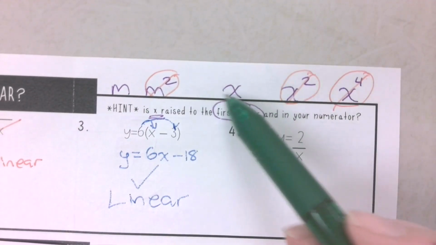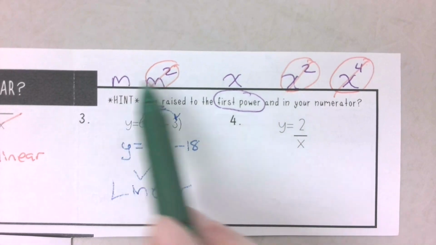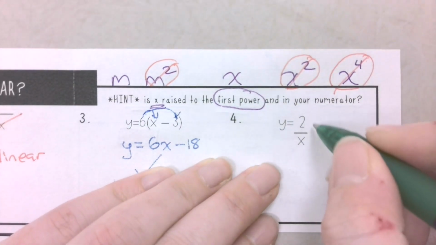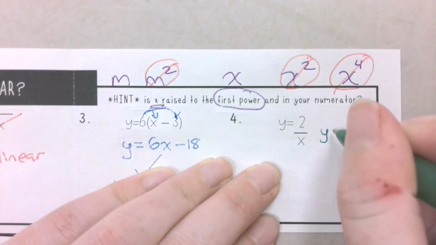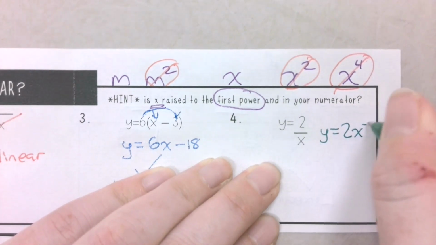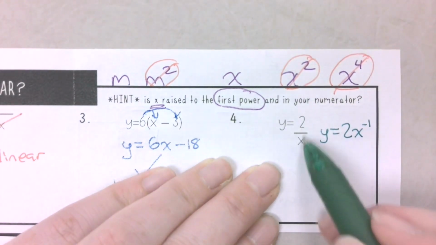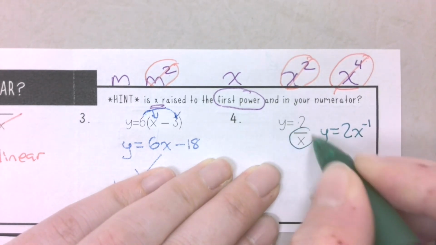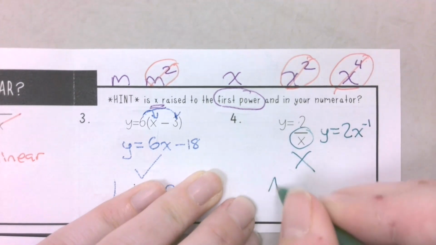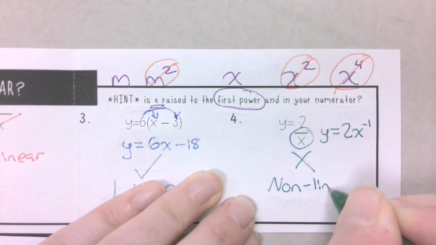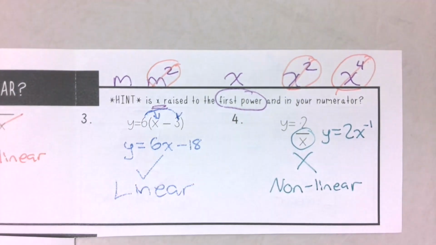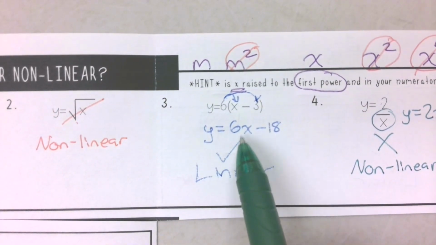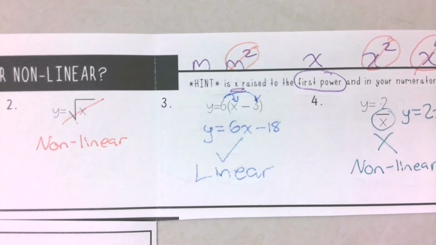Last but not least, this one also, you're probably thinking to yourself, well, duh, the x is by itself. But were any of these in the bottom of a fraction? Any of the ones that worked? No, and the reason for that is that if we were to rewrite this as an exponent, it would be y equals 2x to the negative first. Now, I know you don't know why that is yet, but just know that it is. So if you're in the denominator, it's a no-go. You are nonlinear. So basically, there is just one situation where you are linear. It's when your x stands alone. You may have to distribute, but that's what it is.